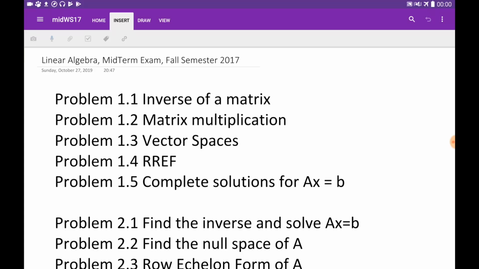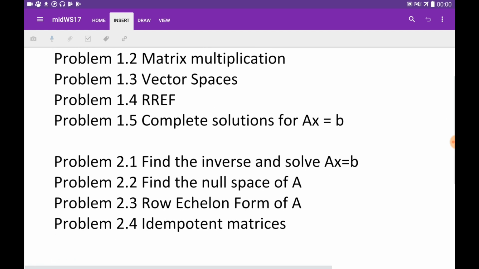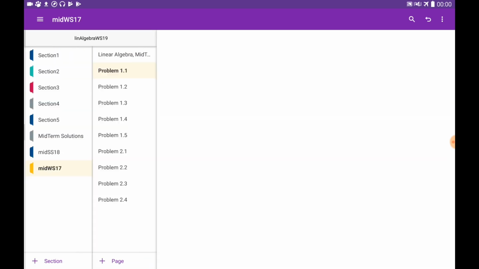This is the complete solution for the midterm exam on linear algebra during fall semester 2017. The exam contains two parts. The first part contains 5 multiple choice questions, and the second part contains 4 problems on the following topics. So let's start with problem 1.